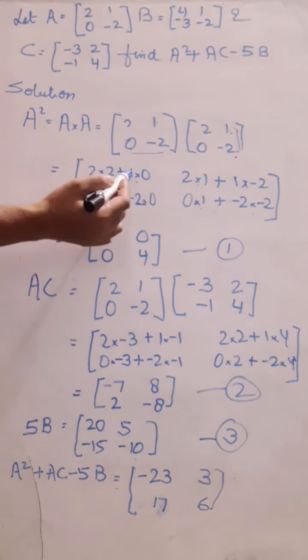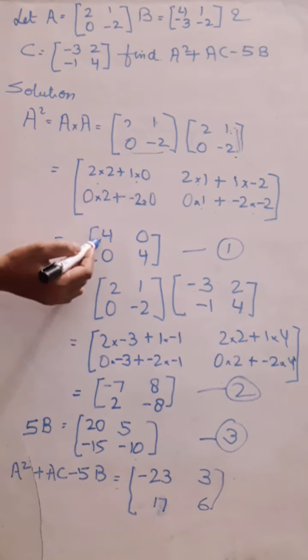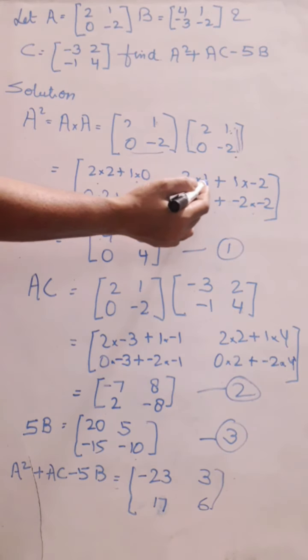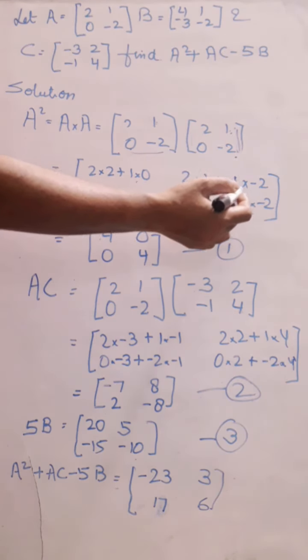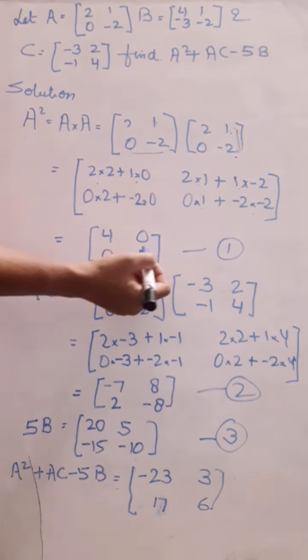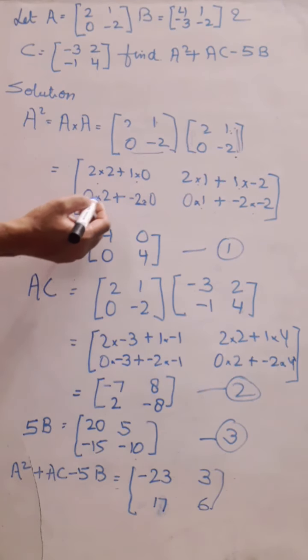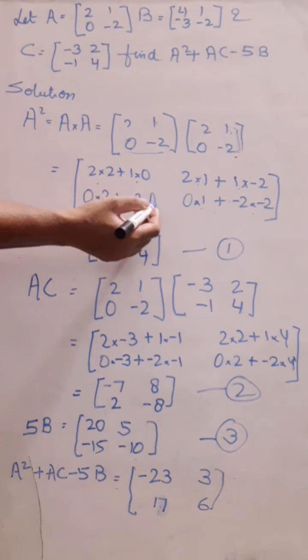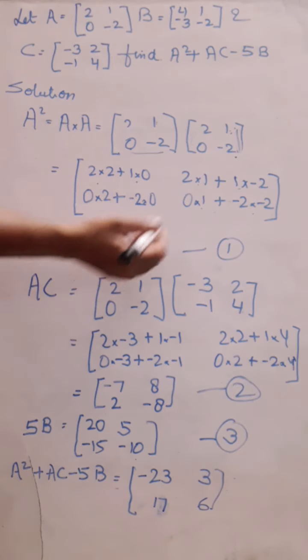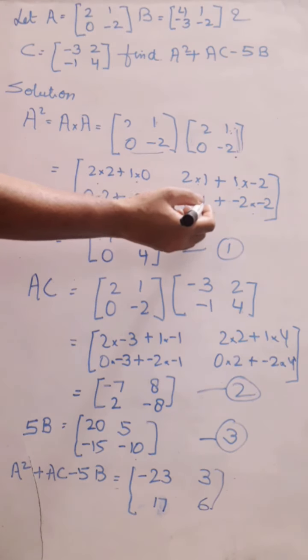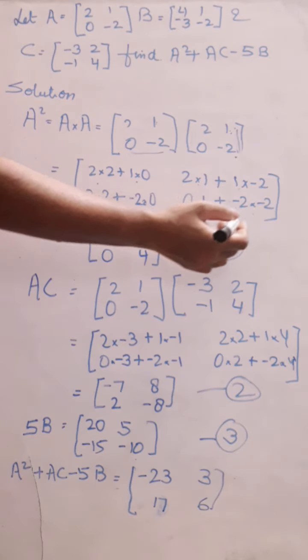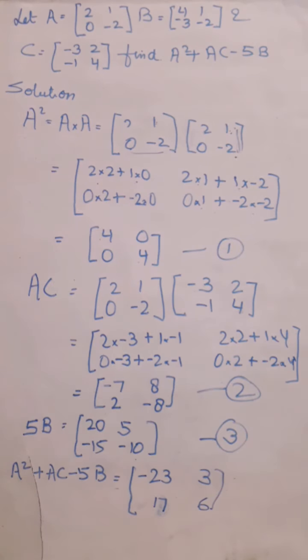So now 1 times 0 is 0, 2 times 2 is 4. 2 times 1 is 2 and from here you will get minus 2. So 2 minus 2 will give you 0. Here 0 times 2 is 0, minus 2 times 0 is 0, so 0. 0 times 1 is 0, minus 2 times minus 2 is plus 4. So I will get 4 here.